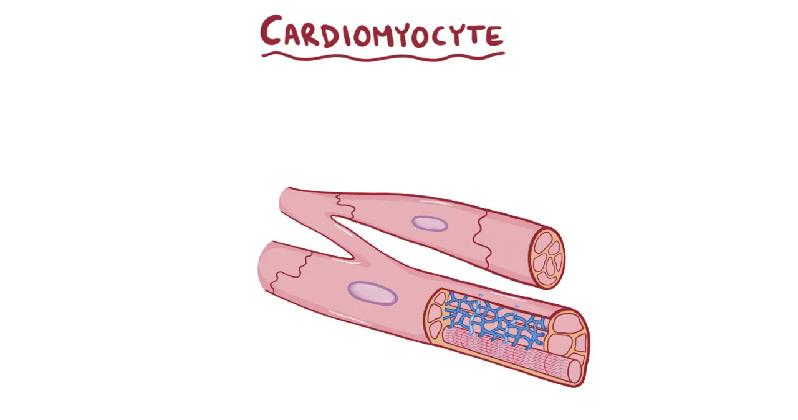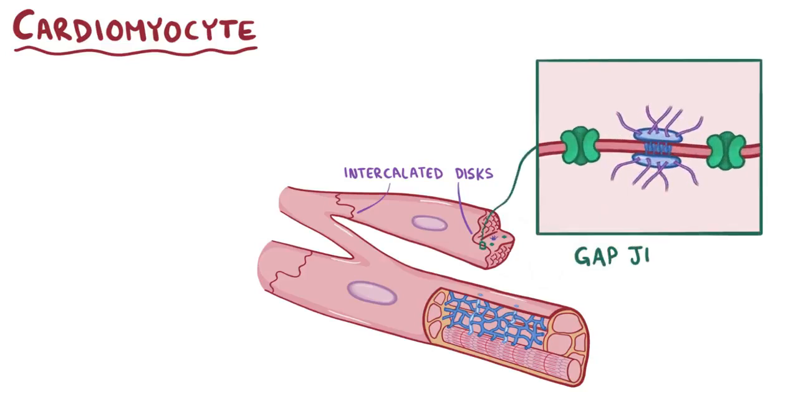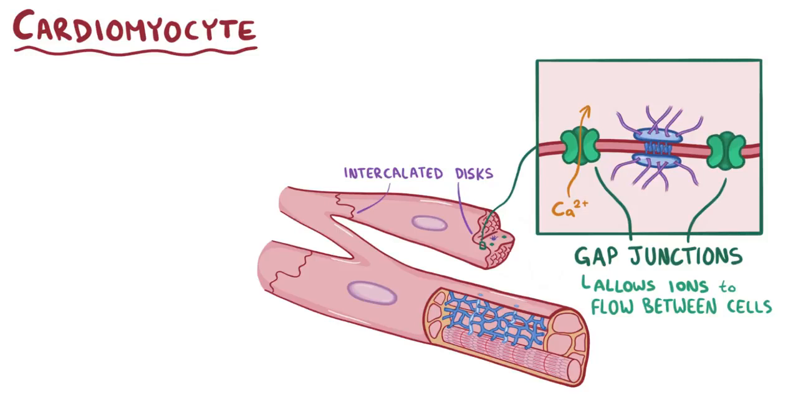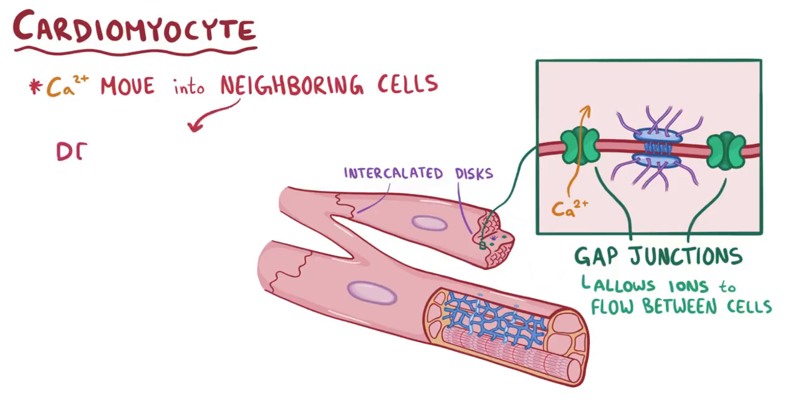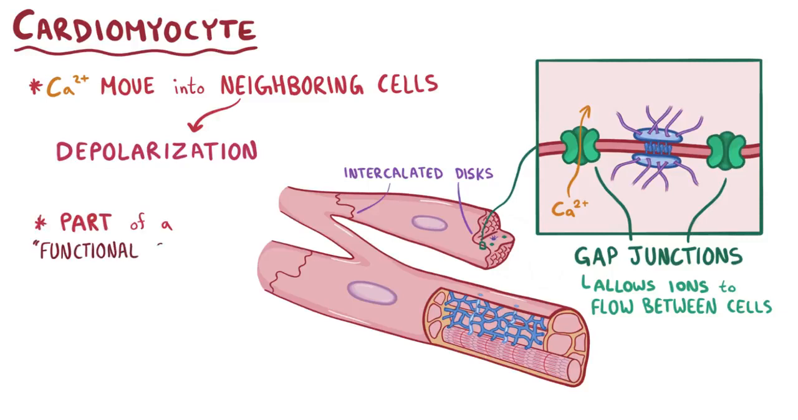Cardiomyocytes have branches, as well as intercalated discs along their edges which have small holes called gap junctions that allow ions to flow from one cardiomyocyte to the next. When a cardiomyocyte depolarizes, ions like calcium move from the cell into a neighboring cell, and these ions trigger depolarization to happen in that cell. This is what makes cardiomyocytes part of a functional syncytium. They're like a little community of cells intimately working together.